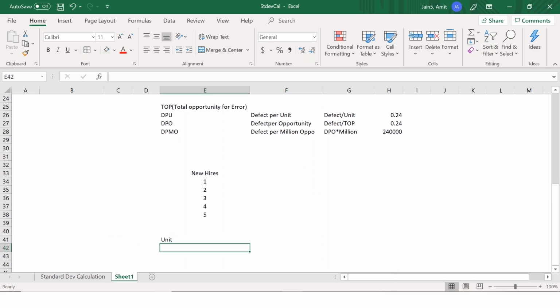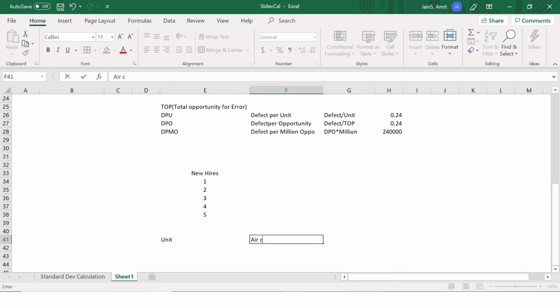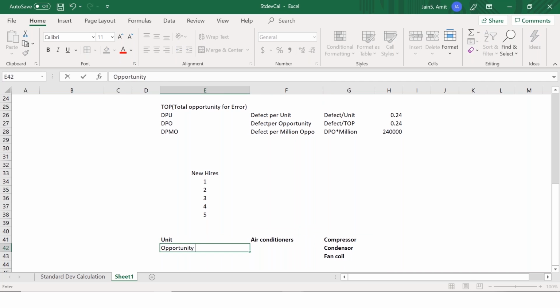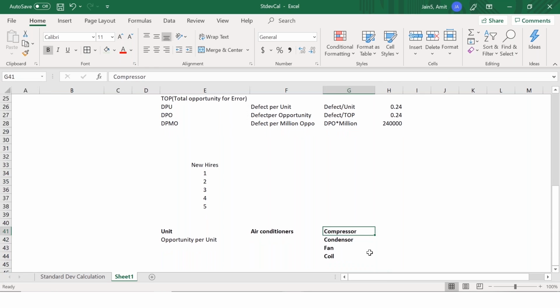Okay, so let's say we are in a manufacturing firm, and the firm manufactures air conditioners. Every air conditioner has 4 parts: it has a compressor, a condenser, a fan, and a coil, assuming these are the only 4 parts. So for an air conditioner as a unit, what do you think is the opportunity per unit? For an air conditioner to go wrong, either the compressor can be faulty, the condenser can be faulty, the fan can be faulty, or the coil can be faulty, or more than one can be faulty. So for every unit, there are 4 opportunities for error.